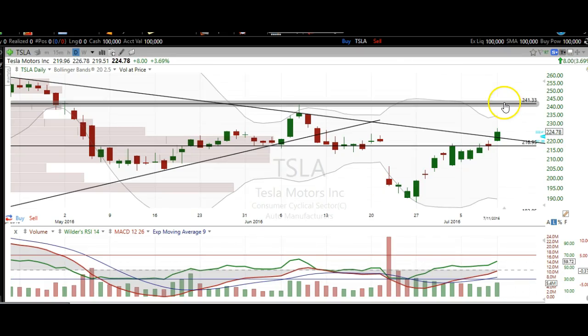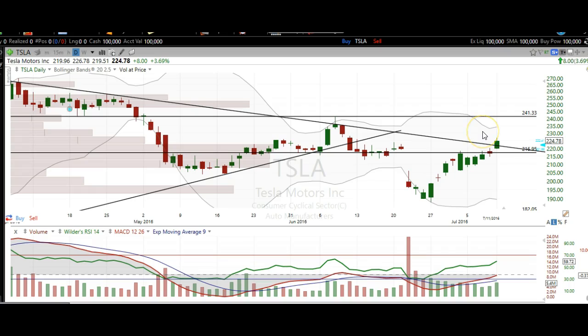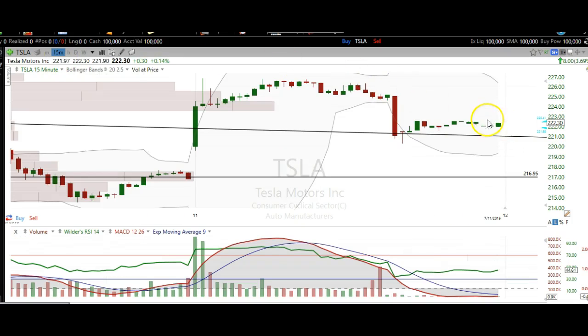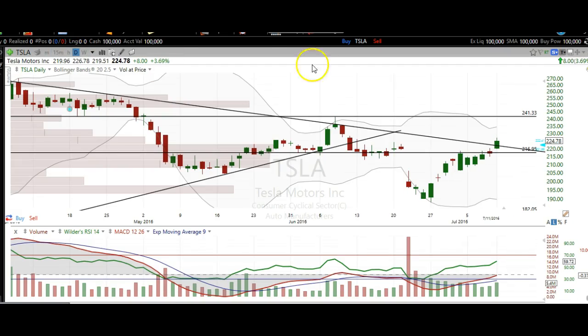Next, I want to look at Tesla. I know that Tesla got some news after hours. It doesn't seem to be affecting it too much. We're right at 222 in the after hours. So a $2 hit, to me, not that big of a deal.